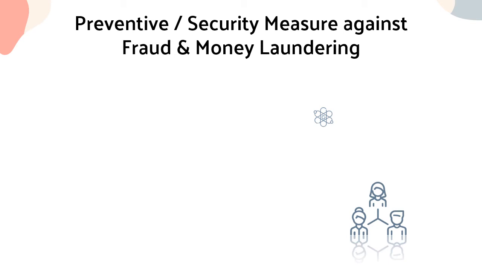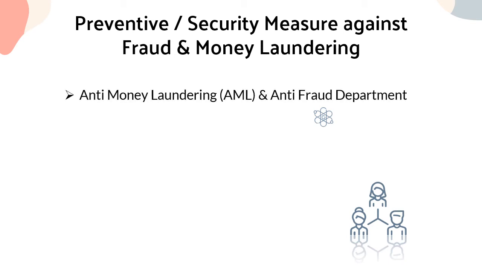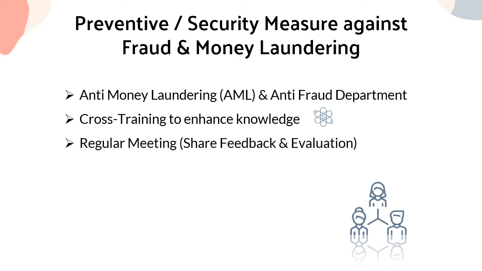Our group recommendation is to have cross-training among the anti-money laundering and anti-fraud departments. This will enhance their knowledge about how to prevent criminal acts against the bank and increase the safety of the bank. Besides, regular meetings are a good idea to share feedback or incidents which they met and do an evaluation of it. Evaluation causes every department to improve to prevent money laundering or fraud from happening.